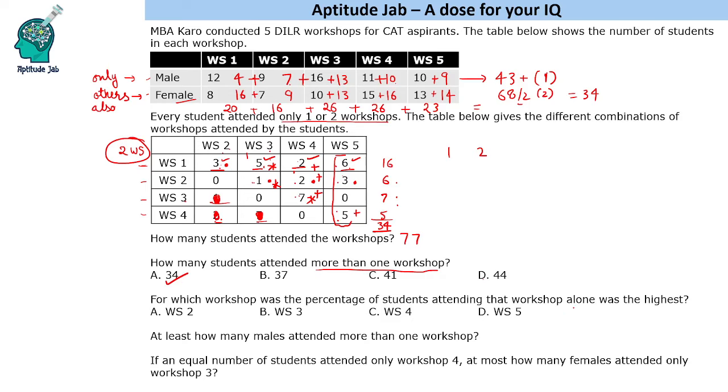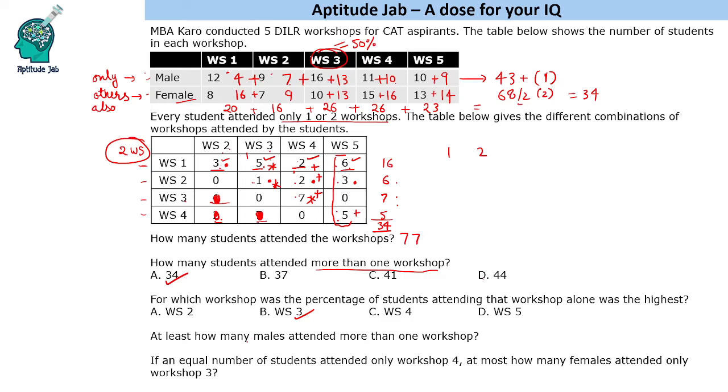Now coming to the next question: for which workshop was the percentage of students attending that workshop alone the highest? So if you look at this, it is alone and total. If you look at the data, it is only 20%. This is 43%. This is 50%. Okay, this is again less than 50, less than 50. So workshop 3 has the highest, 50% people attending only workshop 3.